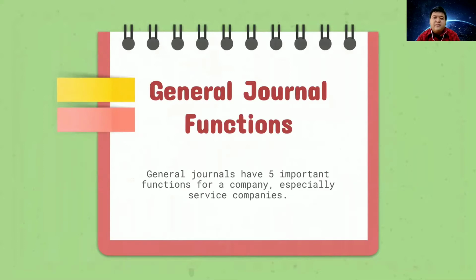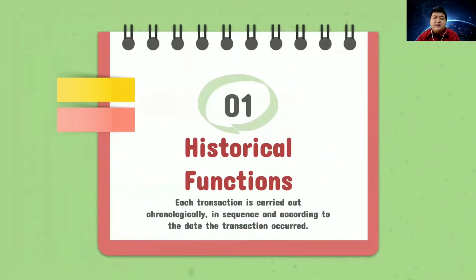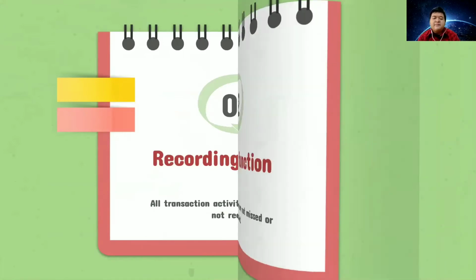General journal function. There are 5 important functions for a company, especially service company. The first function is historical function. Each transaction is carried out chronologically in sequence and according to the date the transaction occurred. The second, recording function. All transaction activities are not missed or not recorded.